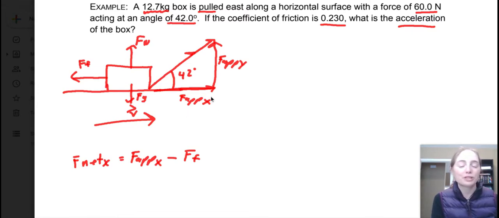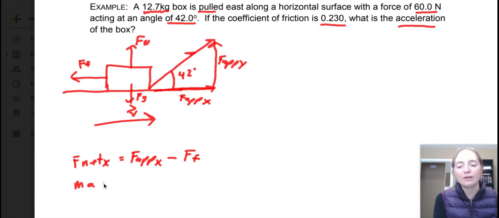We're going to use cosine to find our force applied x, so that's there. We have our FNet equals ma, so we still have that. The difference here now with this question compared to the last one is this force of friction right here. I have not given you force of friction. I have given you mu. I've given you the coefficient of friction. So let's break this down a little bit more here.